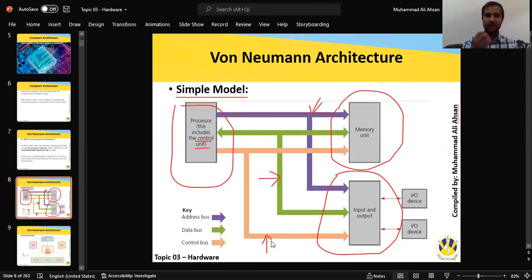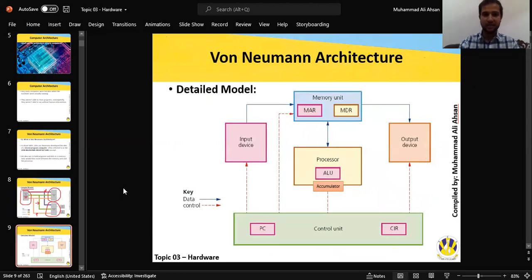And buses are basically the wires through which different components of the computer architecture are connected with each other, joined with each other. Okay, so this is the connection through which data or instructions travel between different components of the computer system. So this is the simplest model of the Von Neumann architecture. But now let's move forward and see the advanced version of this particular model.